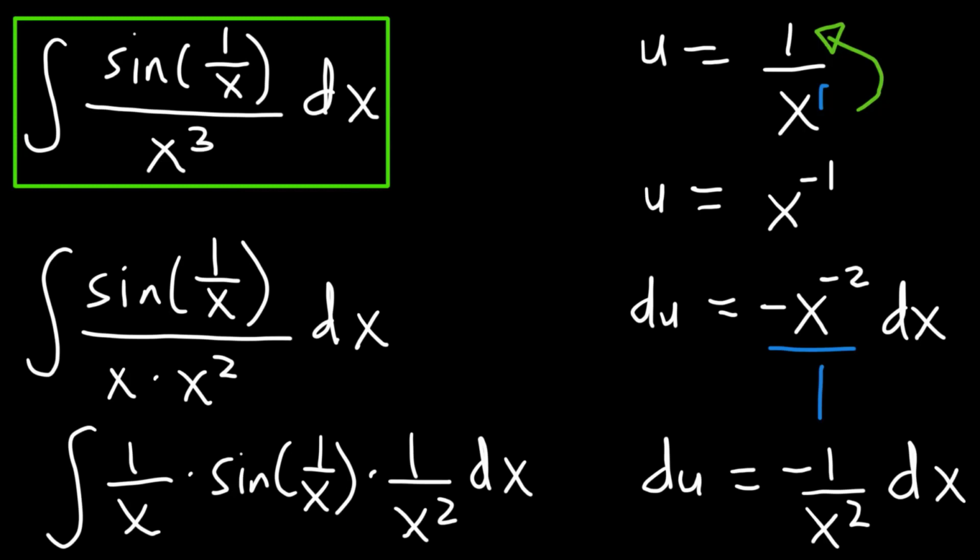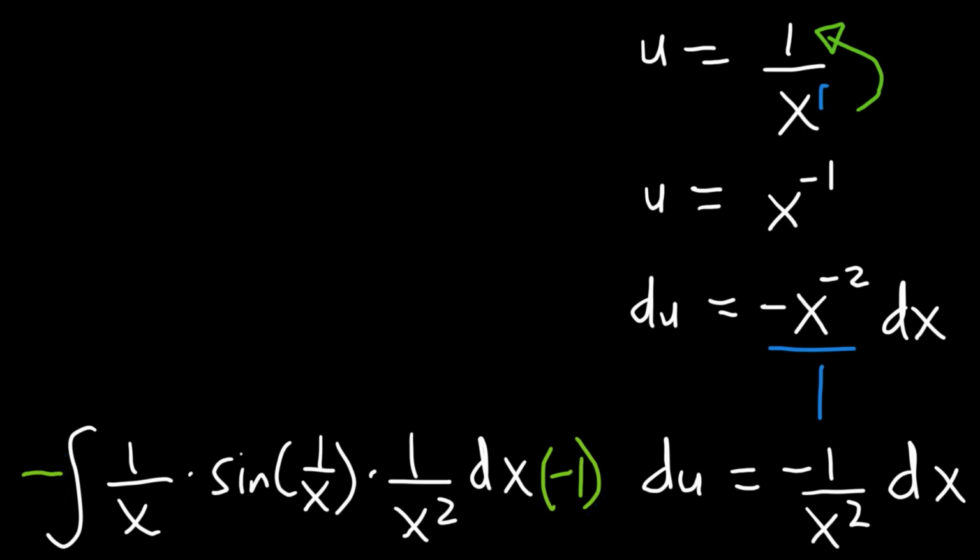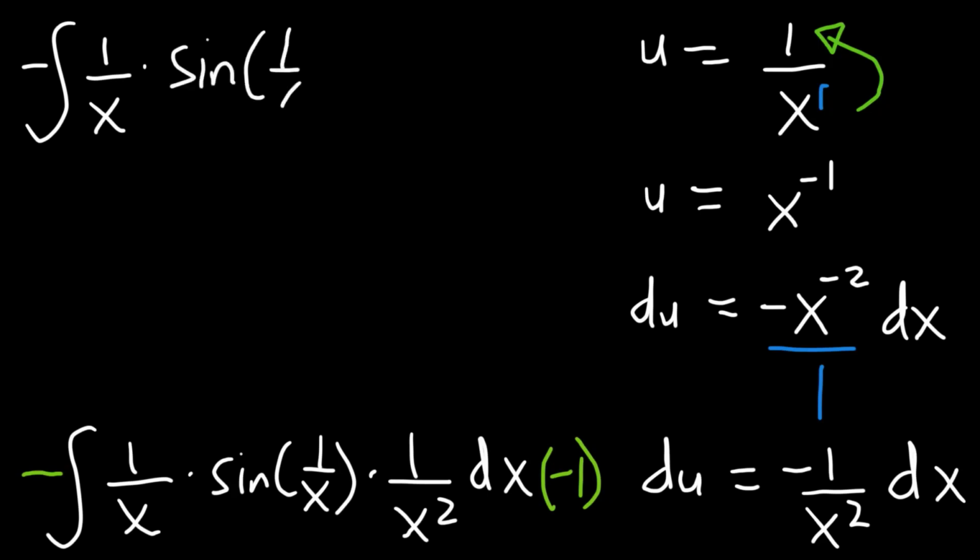However, you should note that in our integral, we don't have a negative. So we shall multiply this by negative 1, and in order to maintain the balance of the integral, we shall introduce a negative on the outside. A negative times a negative will give us a positive. Therefore, mathematically, we have not changed anything. And so this will become negative integral of 1 divided by x times sine 1 over x, and then times negative 1 divided by x to the power of 2 times dx.